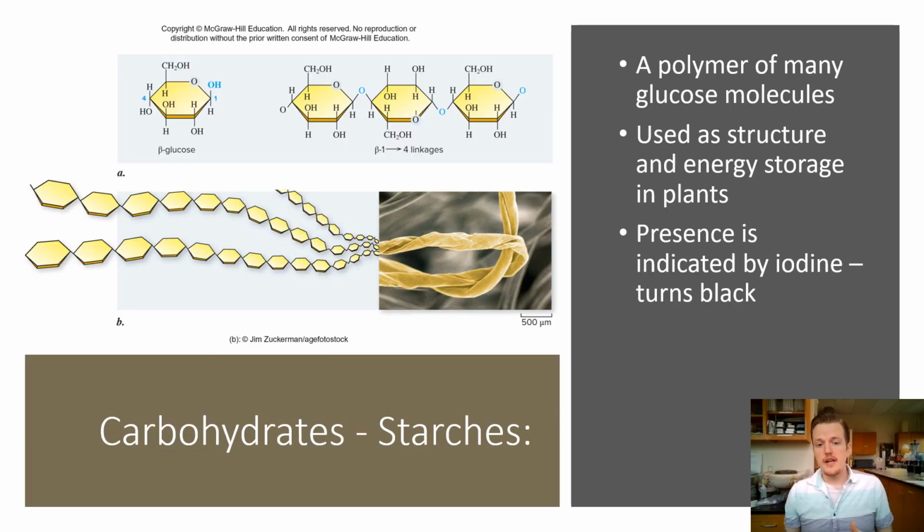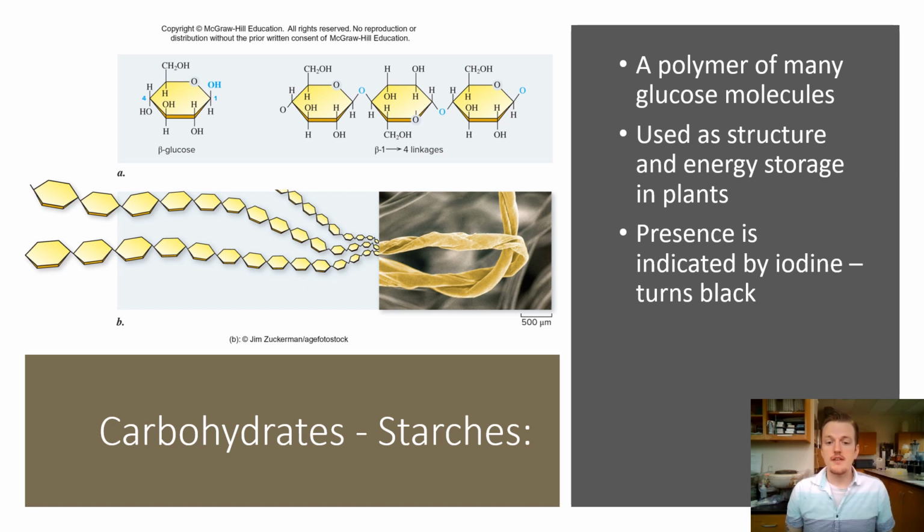Then next we're going to have the starches. Starches are a polymer of many glucose molecules. A polymer, poly means multiple. So when you have more than two, you're going to end up with starch. This is used as both structure in plants and energy storage. So, if you have too much glucose and you want to keep it for later, you're just going to link them all together and you end up with a starch.